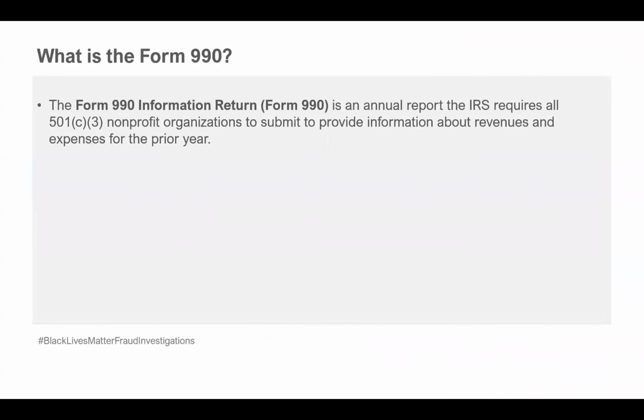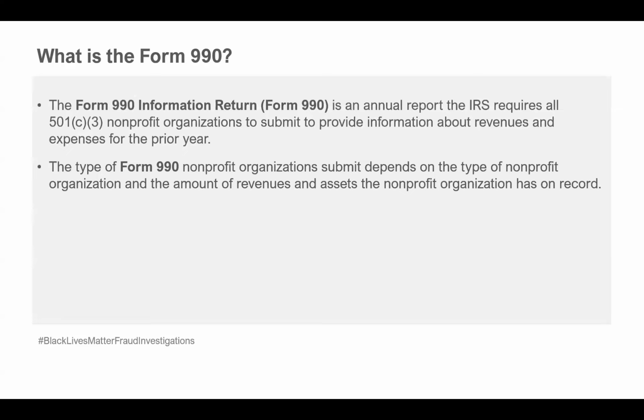First, I want to remind you of the definition of a Form 990. The Form 990 information return, or Form 990, is an annual report the IRS requires all 501(c)(3) nonprofit organizations to submit to provide information about revenues and expenses for the prior year. The type of Form 990 nonprofit organizations submit depends on the type of nonprofit organization you're operating and the amount of revenues and assets the nonprofit organization has on record.